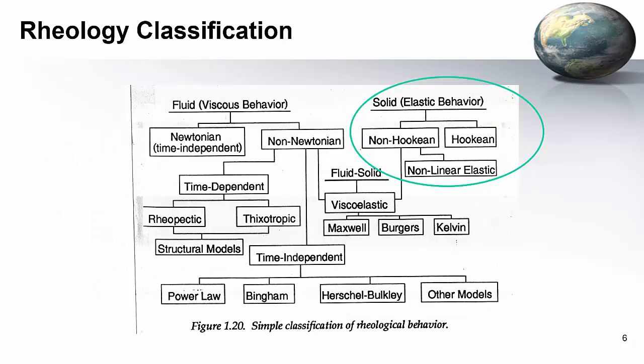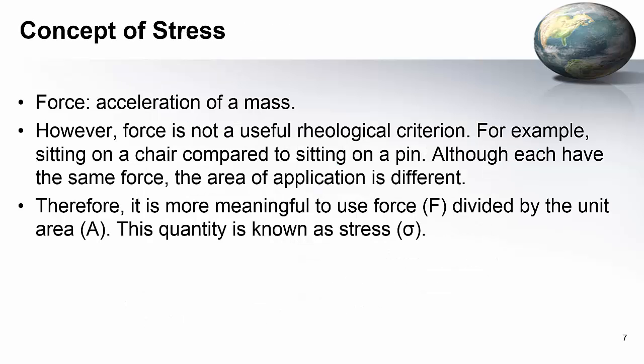This is a chart. We will see it in the next few chapters. In this chapter, we focus on solids, which have elastic behavior. They can be classified as Hookean or non-Hookean solids, which we'll study more. In the next chapter we study fluids. And later we are going to talk about the viscoelastic, which is the fluid-solid. So we will revisit the chart again.